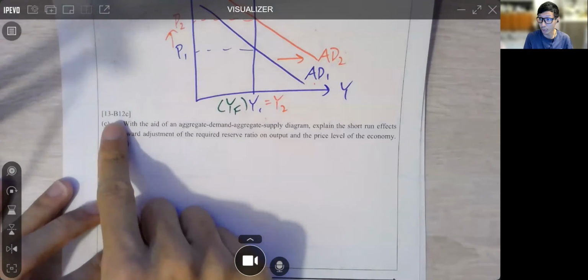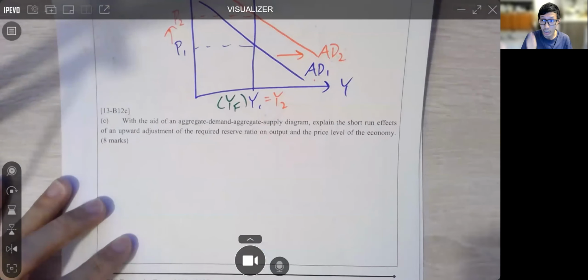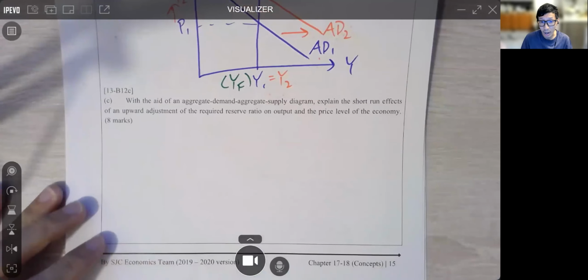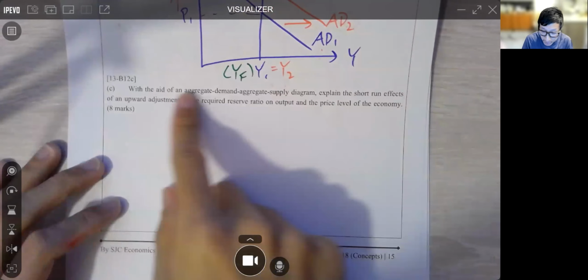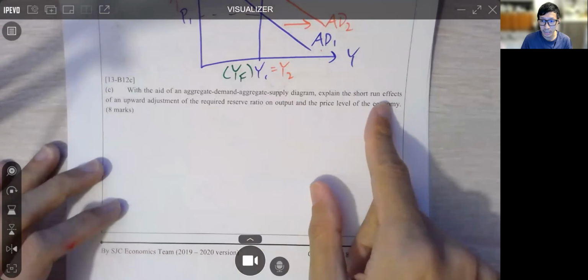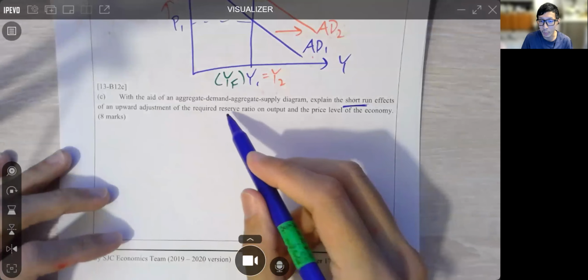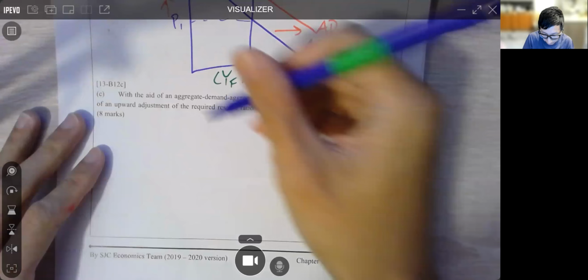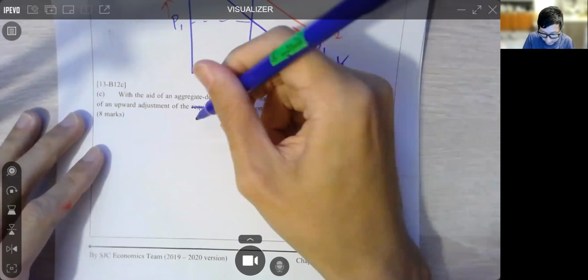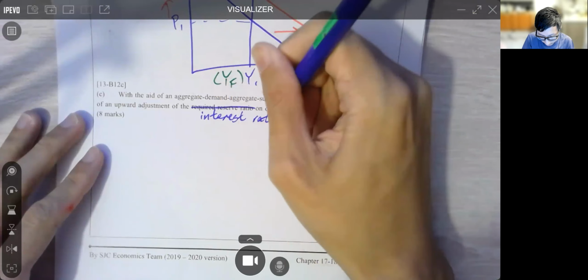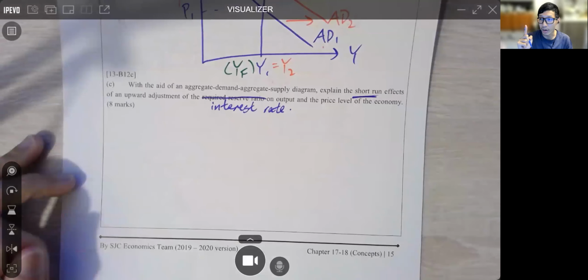You see, I'm really not bluffing. AD-AS, so many past papers, really extremely many, they come out every year, several questions. Okay, please revise them well. With the aid of the AD-AS, explain the short run effect of an upward adjustment of required reserve ratio. Let's not complicate things. For now, let's change it to interest rate. On the price level.